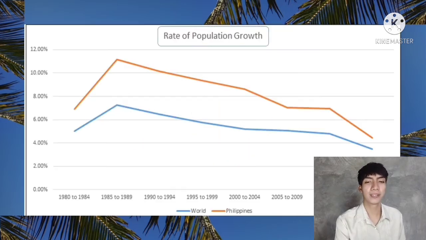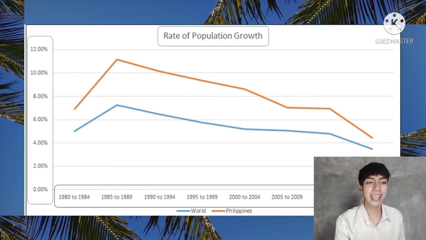For example, this line graph shows the population trend and comparison of the Philippines and the world from 1980 to 2018. The y-axis has the population growth, while the x-axis presents the years. As shown, the population trend went down as years passed by. Easy to determine, right?